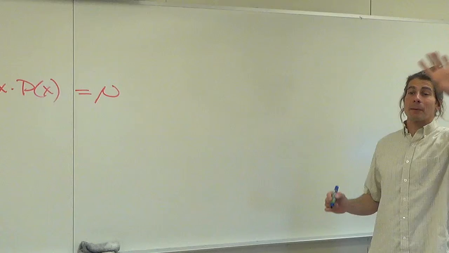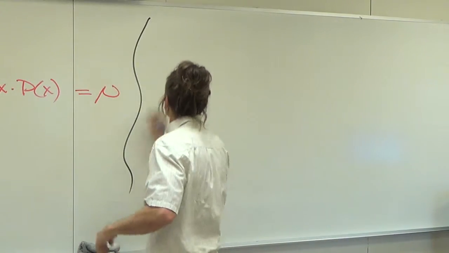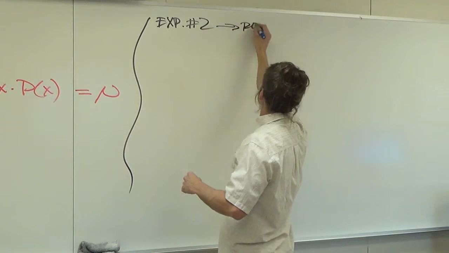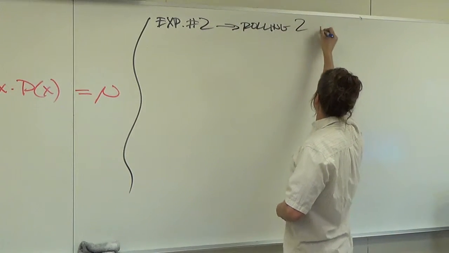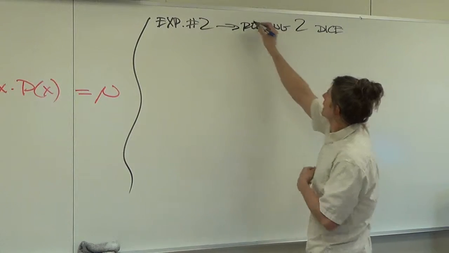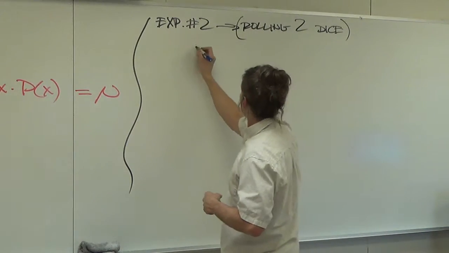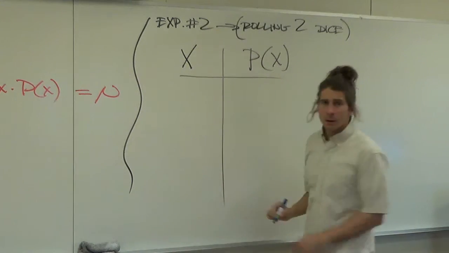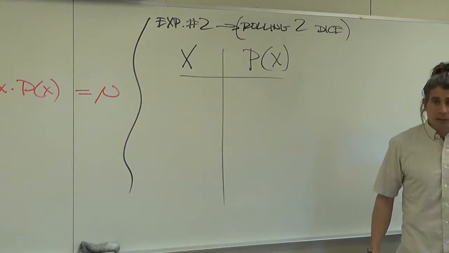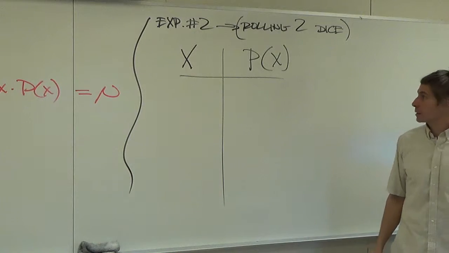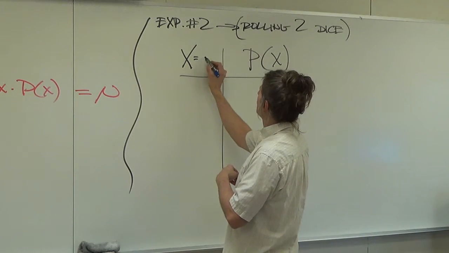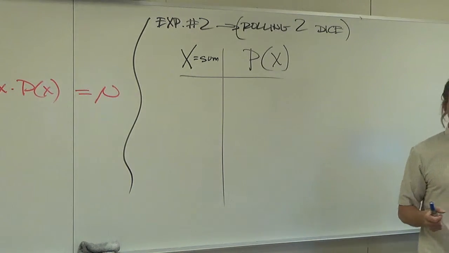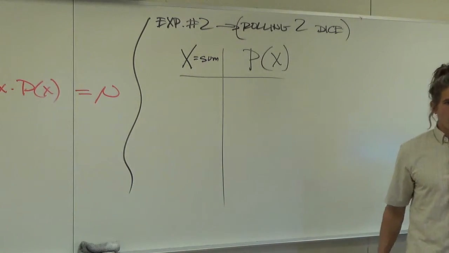All right, so experiment number 1 was rolling 1 die. Let's look at experiment number 2, which is rolling 2 dice. Let's set this up for rolling 2 dice, and we're going to define the variable to be the sum on the dice, because that's what we're usually interested in when you're using a pair of dice, what comes up on the dice itself.